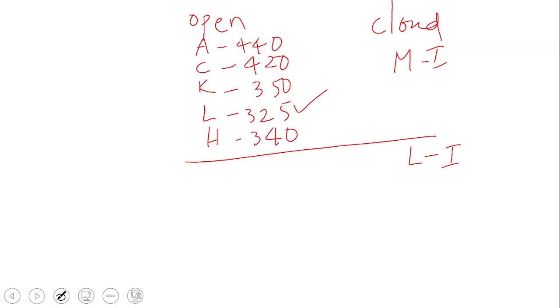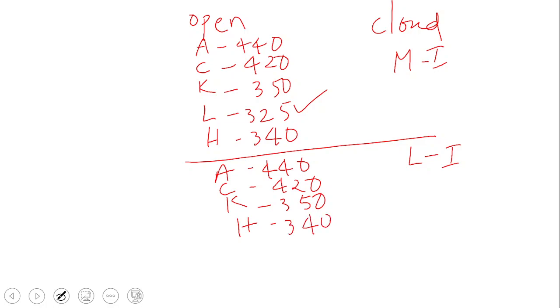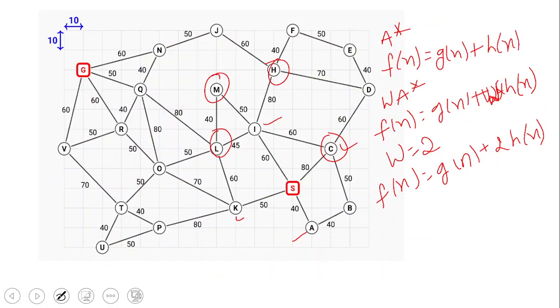Parent of L is I only. So whenever we are expanding I, we got L. Now we are having A with 440, C with 420, K with 350, and H we are having 340. Now expand the node L. Whenever you expand the node L, we'll get O, Q, I, and K. I and K will already have greater g(n), that is S to I to L, and again from L to I, we'll get the more value. So we are neglecting I and K.